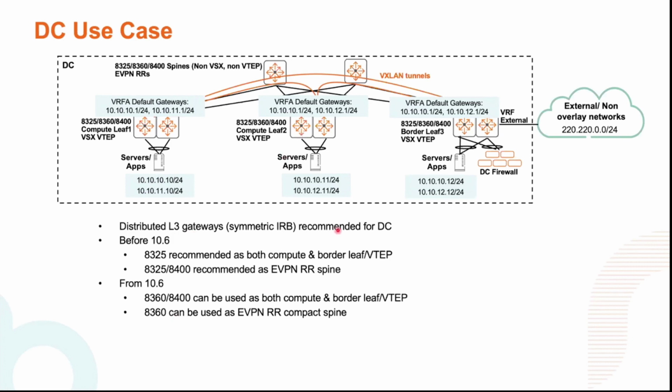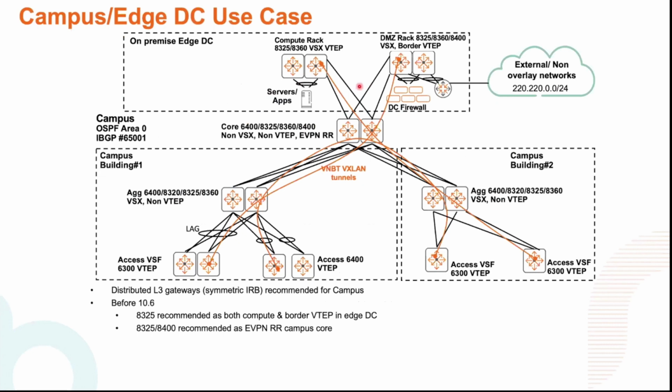Okay, that's the DC use case, and now the campus use case. For the campus, we also recommend distributed layer 3 gateways. Before 10.6, we had to use the 8325 in the edge data center. In the edge data center, typically the campus doesn't have that many racks, so they have an edge data center, and most of the apps are in the cloud. They had to use the 8325 in the compute most of the time, and the 8325 as a core, or even the 8400 as a core.